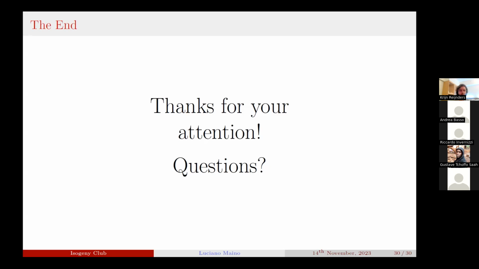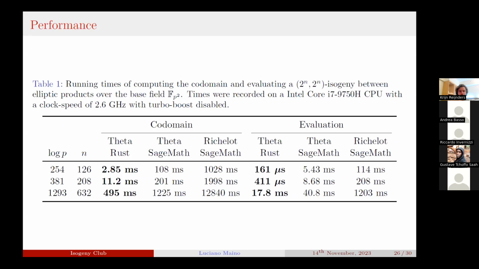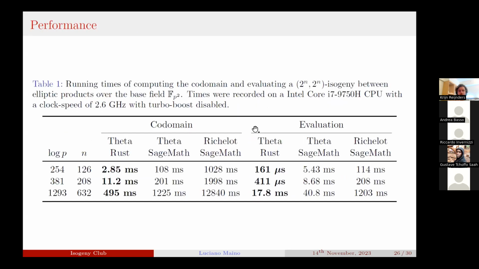Actually, I have one to start out with, because I was wondering about the results you had for evaluation. What does it actually mean? What are these timings? So this 161 milliseconds, for example. Well, I mean, you're evaluating an isogeny and two isogeny at a certain point. So you take a point and then you compute f of a point P.